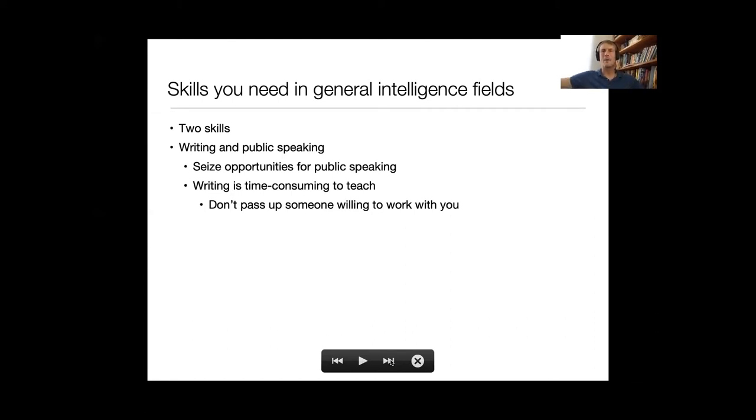right? And then writing, writing is really time consuming to teach. There's no substituting sitting down with somebody's piece of writing one-on-one and going through kind of line by line, helping them improve that writing. Don't pass up someone who's willing to work with you in that way. And in particular, take advantage of the Writing Center here at USC, right? You guys can schedule these one-on-one meetings with professional writing instructors at no additional cost to you, right? You've already paid for it with your tuition.